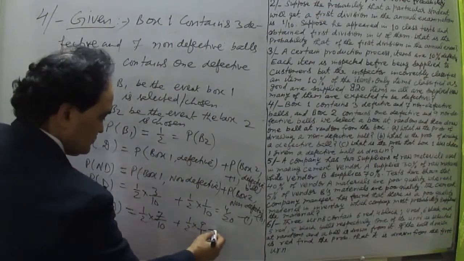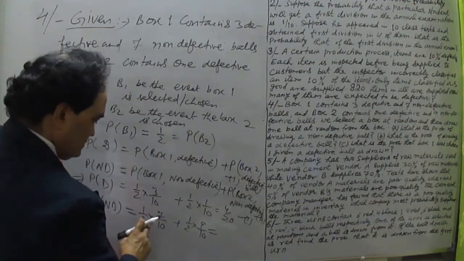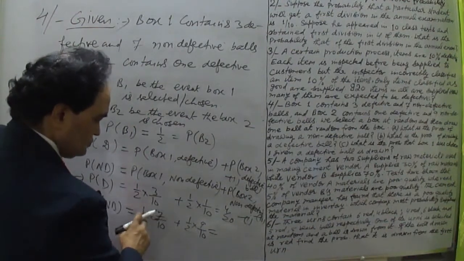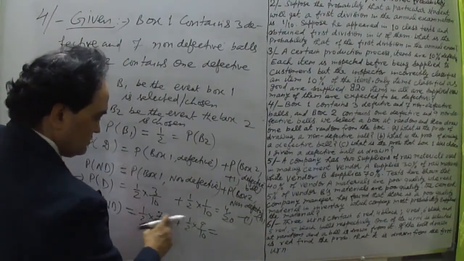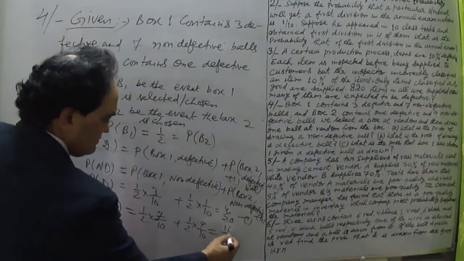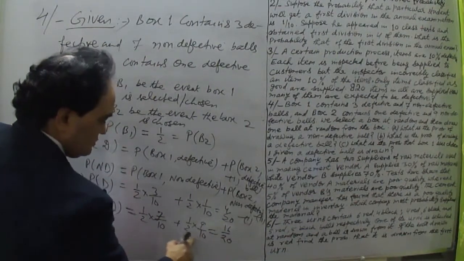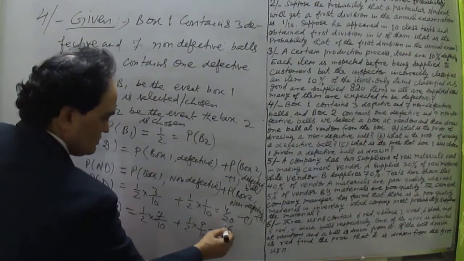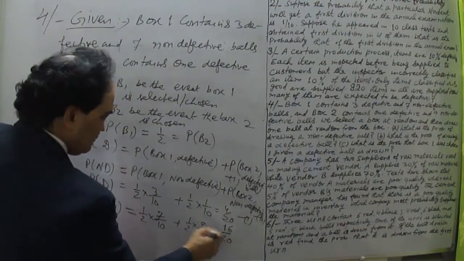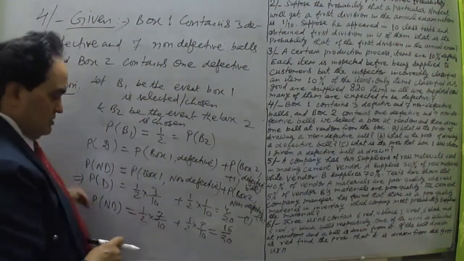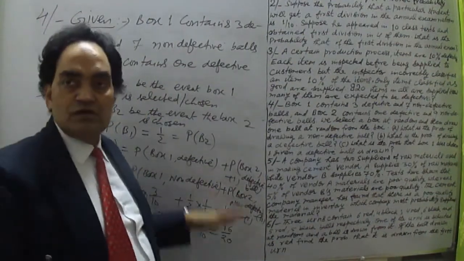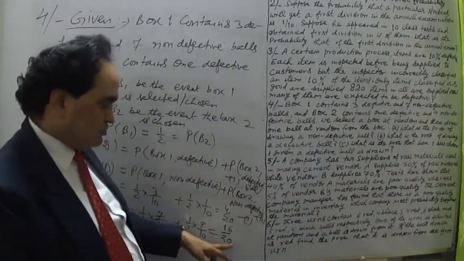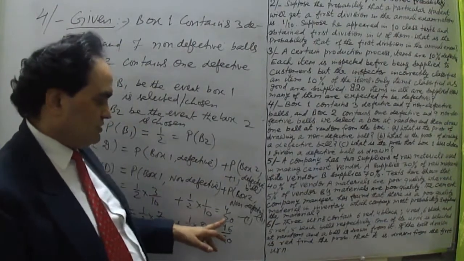So what is this probability of non-defective balls? This is how much? 1/2 into this 7 upon 20 and 9 upon 20. So this is 16 upon 20. I am writing 16 upon 20 here, no problem. Okay, so this is the probability of non-defective balls. Now this will come in the denominator. So non-defective balls are this. Defective balls probability is this.